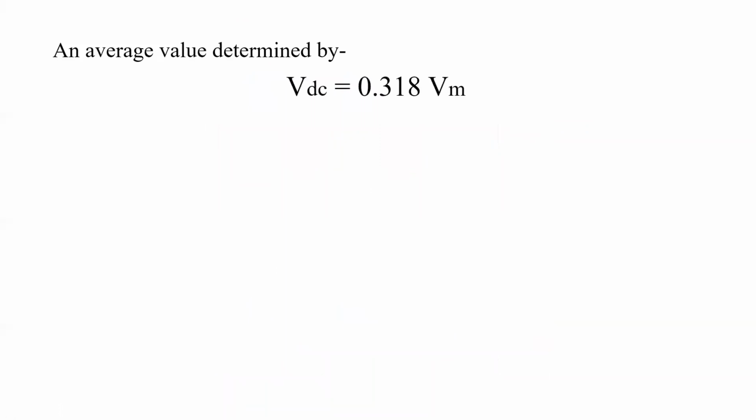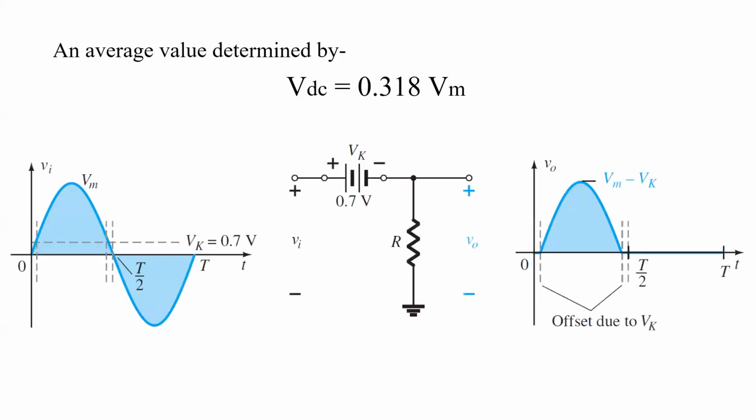Now, what will happen if we consider the silicon diode? If you consider a silicon diode, it will no longer be short. Remember, you will have a voltage drop here, right? Let's say the voltage drop is Vk. For silicon, it is 0.7. For germanium, it is 0.3. For gallium arsenide, it is 1.2.